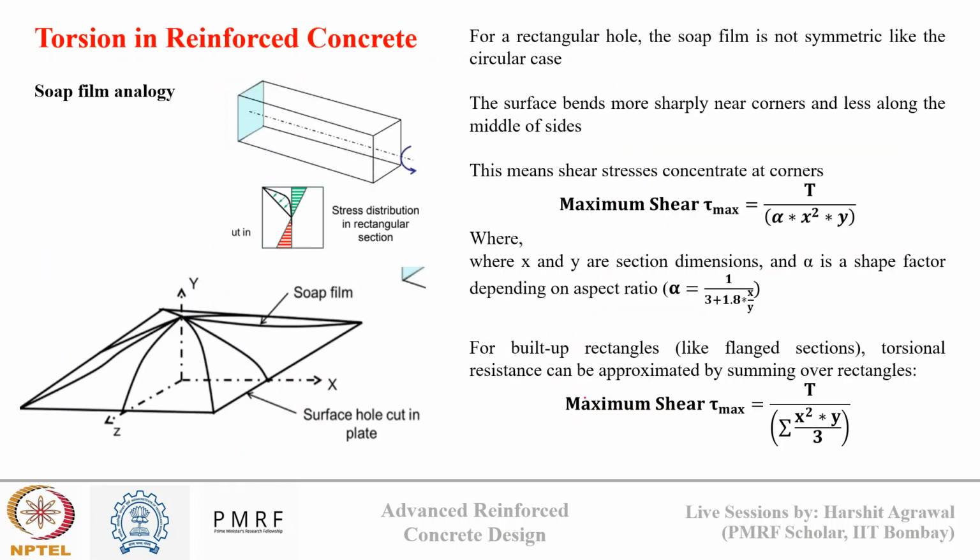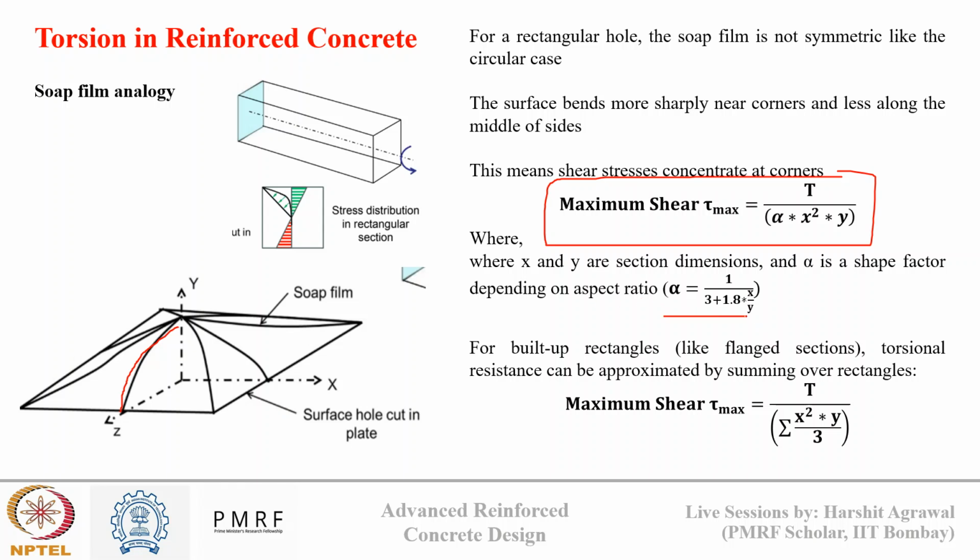However, for a rectangular section, we'll see the soap film won't be as symmetric as it was for a circular section. It has a sharp bend near the corner and it becomes zero again. The shear stress in such cases is given by this formula. Maximum shear is given by T upon alpha times x squared y, where x and y are the dimensions and alpha is a property given by the shape factor.